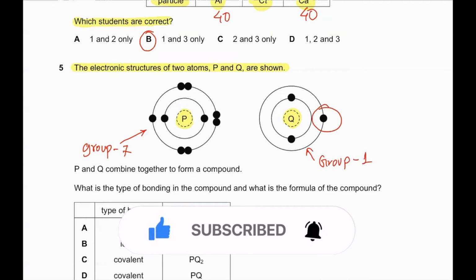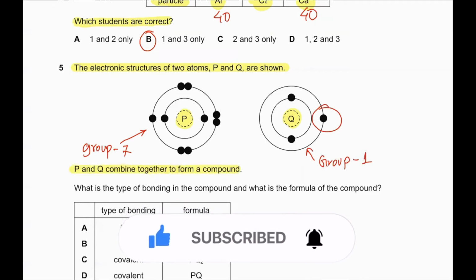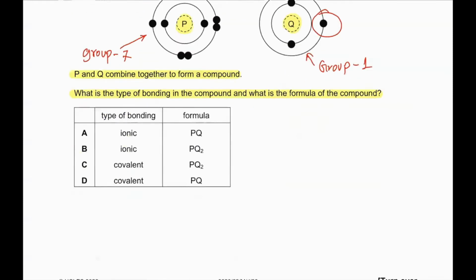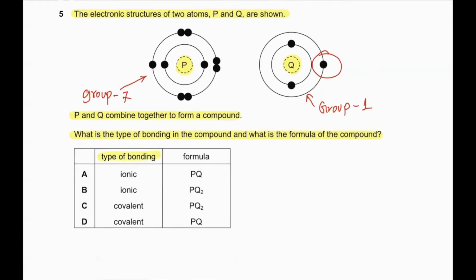Now P and Q combine together to form a compound. What is the type of bonding in the compound and what is the formula of the compound? Because P belongs to group 7, it will require one electron. So it will take in one electron, and Q, which has one electron in the outer shell, will give one electron. So the type of bonding will be ionic. The bonding will be ionic between P and Q. And since they will be taking one electron and giving one electron, the formula of the compound will be PQ.